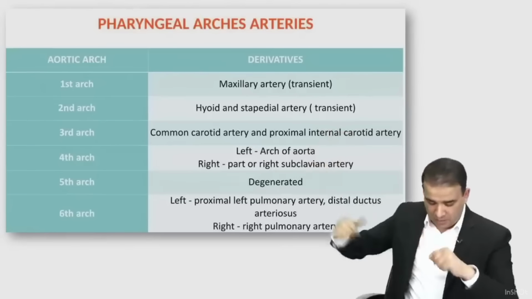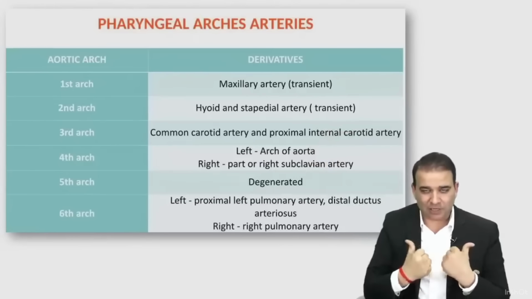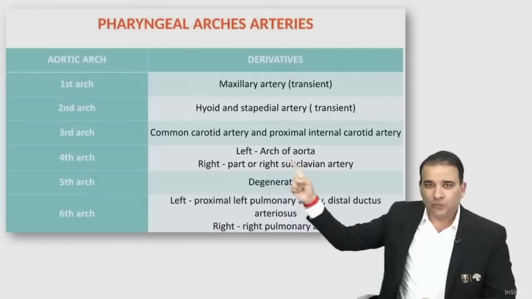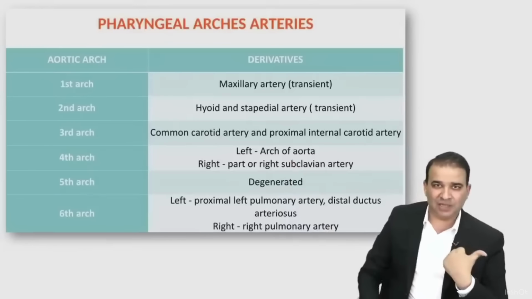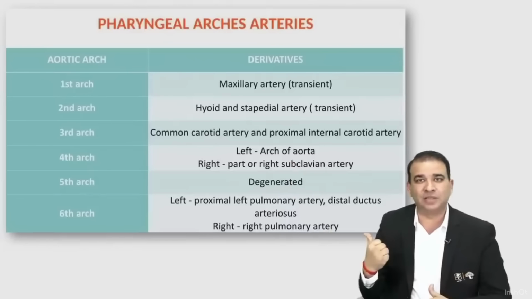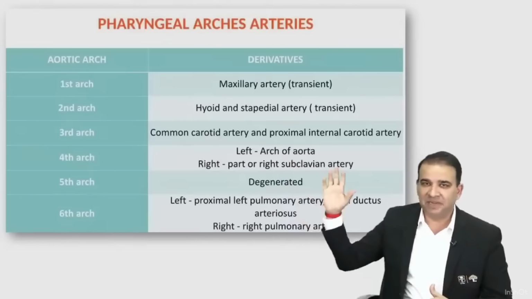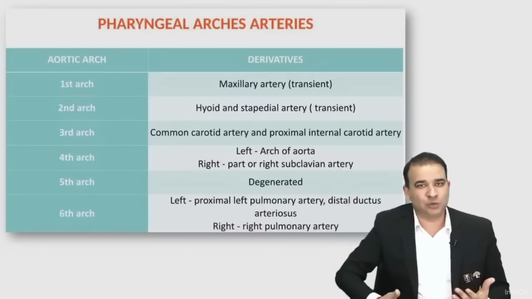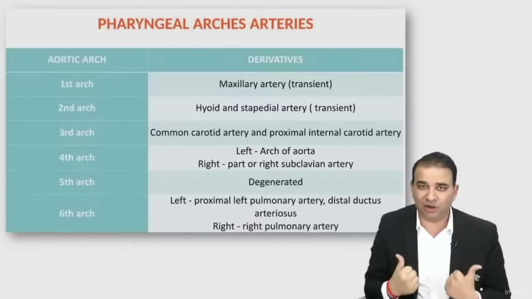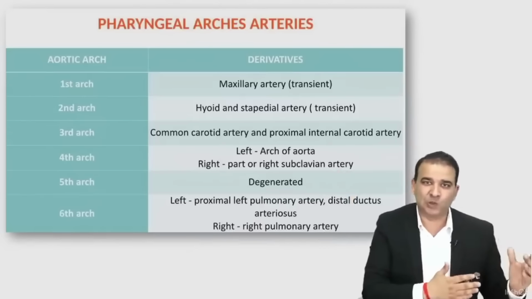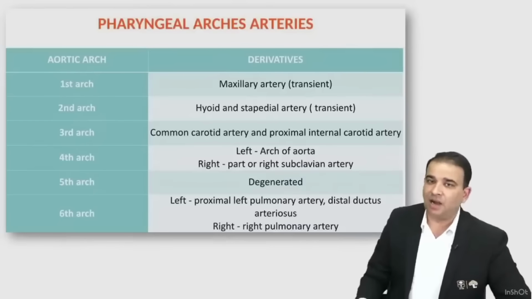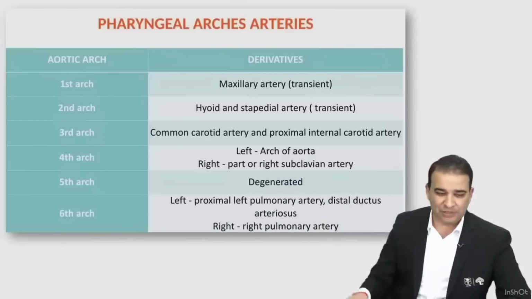Third arch artery was giving rise to the common carotid, and the distal part was forming the internal carotid. Fourth arch, on the left side forming the arch of aorta, but on the right side it is forming the subclavian artery. Fifth arch degenerates, forget about it. And sixth arch, we already said, will give rise to the pulmonary artery, but on the left side it is also giving rise to the ductus arteriosus as well.